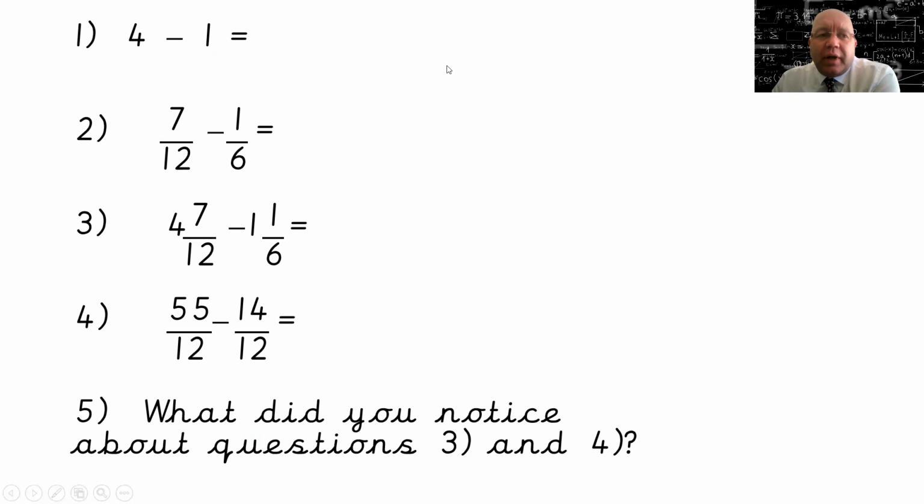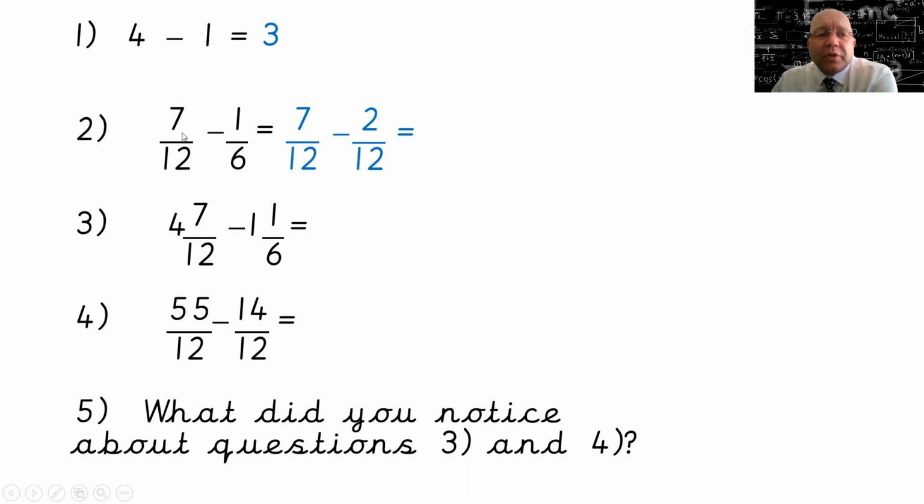Right, well, the first one, if there is anyone out there who gets this one wrong, then we need to have a long, hard look at ourselves. 4 takeaway 1 is 3. The only reason we've thrown this in is because there are going to be some whole numbers and fractions in our mixed numbers. What about number 2?